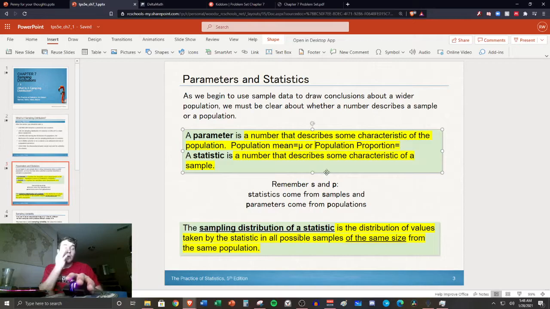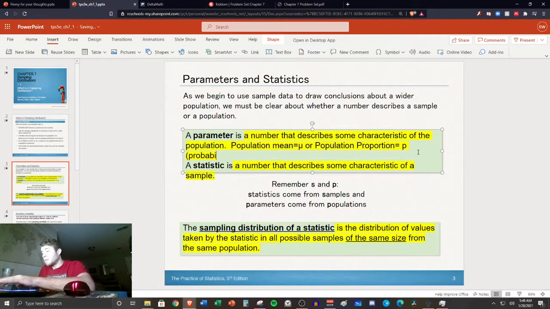Now we could do all kinds of statistics. We could figure out any number we wanted. If we wanted to find the median of a population, we could do that. But what we're mostly going to be focused on is mean, which is mu, and then proportion, which is going to be p. Okay, population proportion p, which we can also think about as probability. Okay, that's another way to think about it.